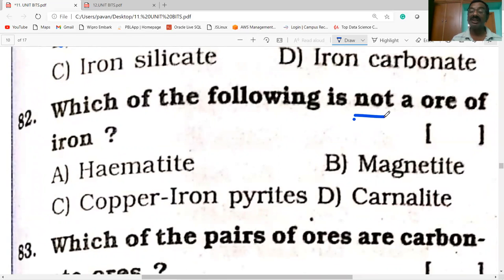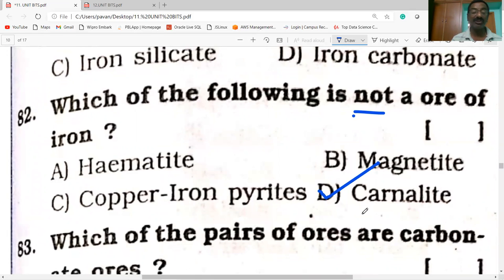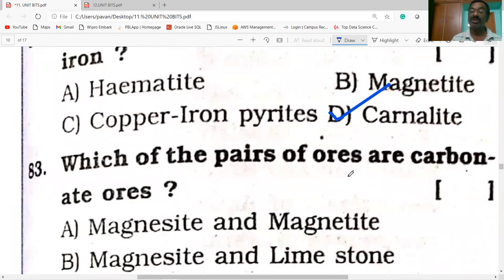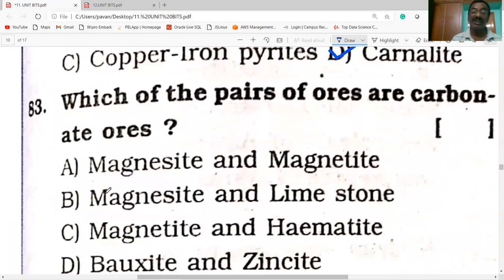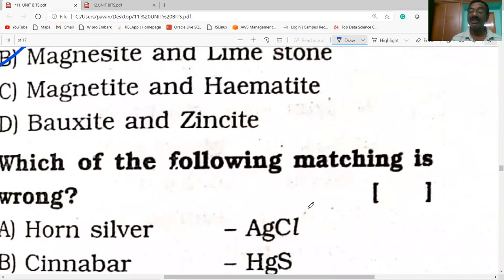Carnallite, it is the ore of magnesium and potassium, KCl MgCl2 6H2O. This is the ore of magnesium mainly and also potassium. Pair of ores that are carbonate ores: magnesite and limestone. Magnesite is MgCO3, a magnesium ore. Limestone is calcium carbonate, CaCO3, a calcium ore.